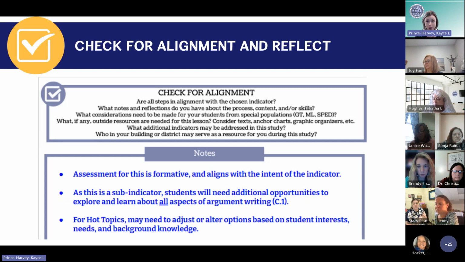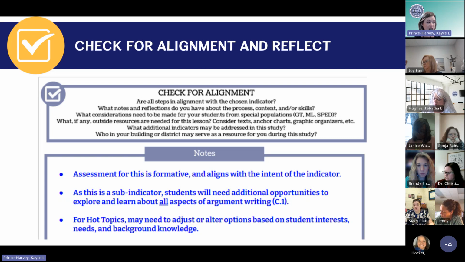This is a sub-indicator. That's the other piece. This is just one piece of a much larger standard. So I know that students are going to need additional opportunities to explore and learn about all aspects of argumentative writing. I'm just focusing in on this one piece today because I know it's a need that students have.